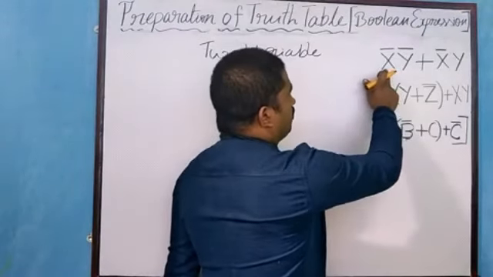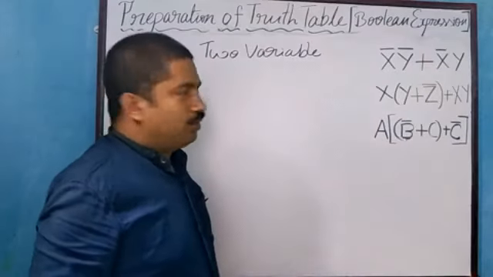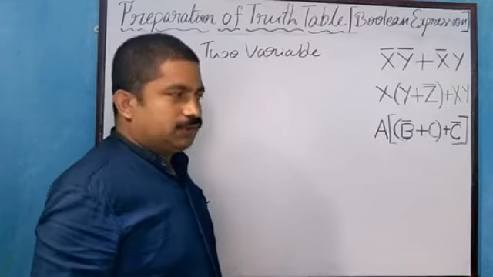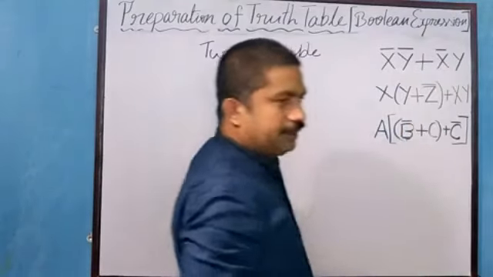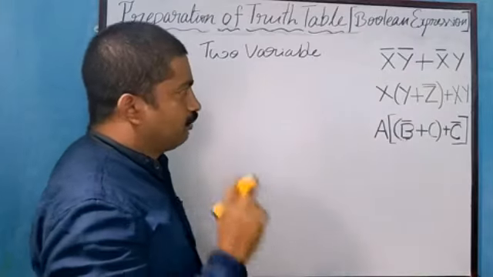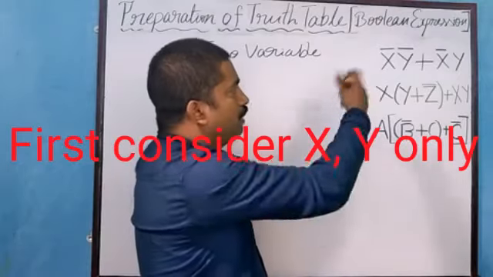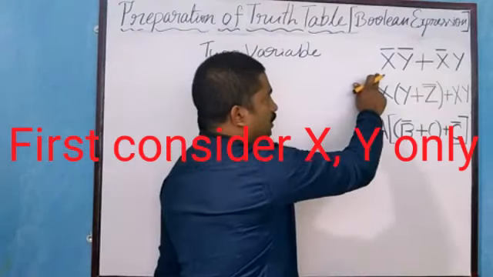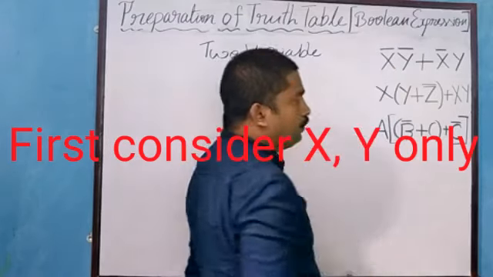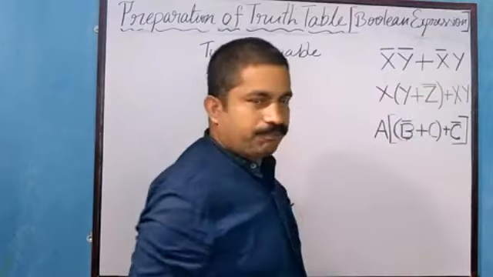See the first one, x complement y complement plus x complement y. How many variables are there? Don't count like this, 1, 2, 3, 4. Count only the letters. There are only 2 letters, that is x and y. They are called variables. X complement, y complement are their complements only. Therefore, in the first expression, there are only 2 variables, x and y only.